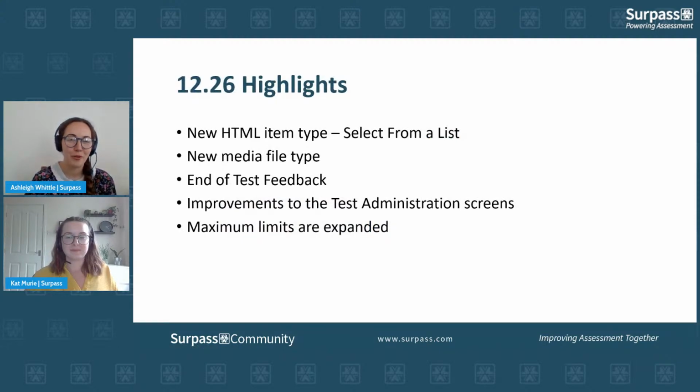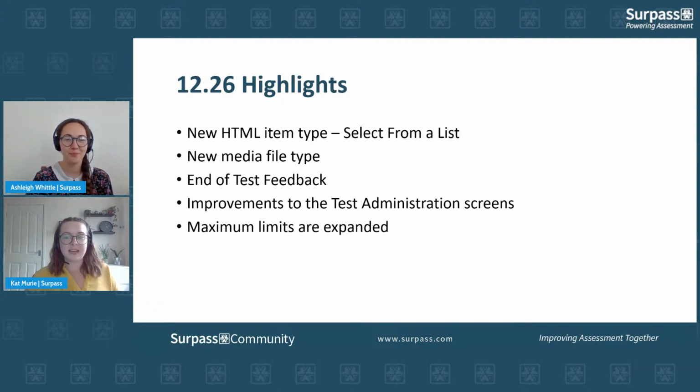So there have been lots of improvements and new features in this release of 1226, but our job is to take you through the highlights of those. So the agenda of what we're going to follow is this new HTML item type, the select from a list one. We have a new media file type. We also have end of test feedback to talk about, some improvements that have been made to the test administration screens, and finally some maximum limits that have been expanded that I would like to talk with you about as well. So to kick us off, Kat, what is this new item type?